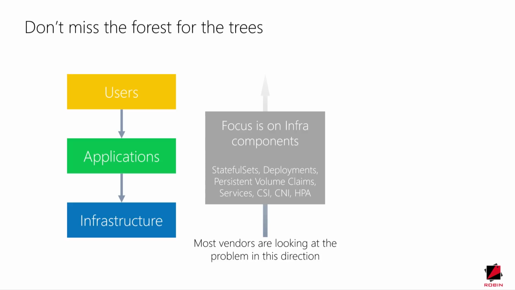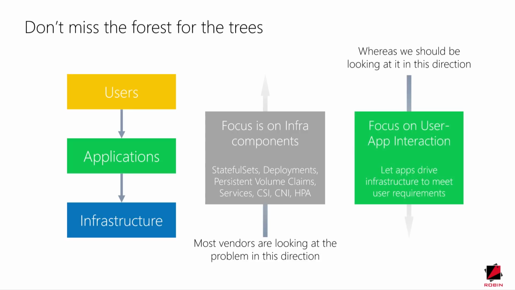What is it that we should actually be doing? Remember this flow. Users consume apps, apps consume infrastructure. What it means is we've got to look at the thing from the top. You've got to look at the forest. So you focus on the user-app interaction and have the app drive the infrastructure so that it meets the need of the users.